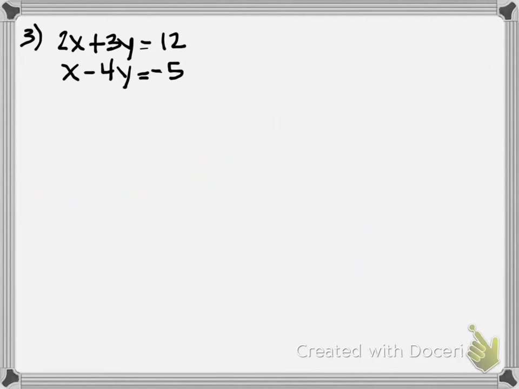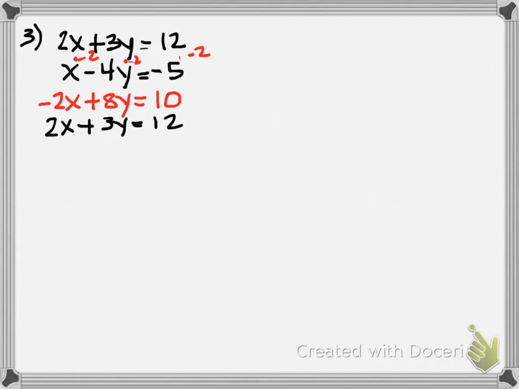Good. So let's go ahead and we're going to multiply that entire equation by negative 2. Everything. Okay. So that equation now becomes negative 2x, and then we have a negative 4 times a negative 2 is a positive 8y equals a negative 5 times a negative 2 is a positive 10. Now I'm going to bring down the top equation. And what I've just done is I've just created the best case scenario.